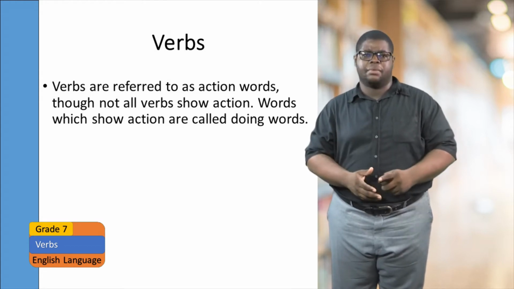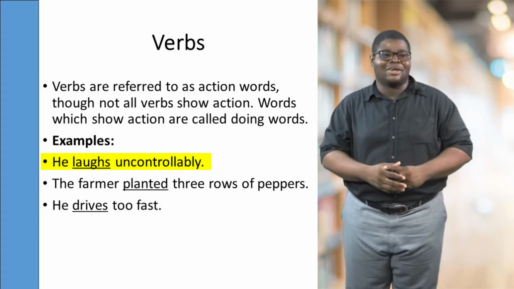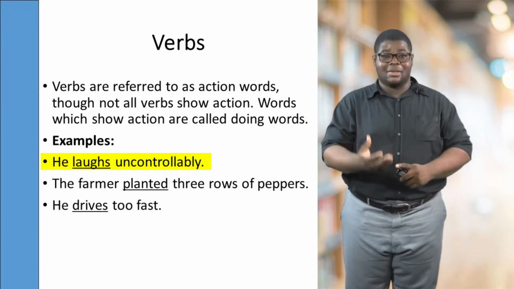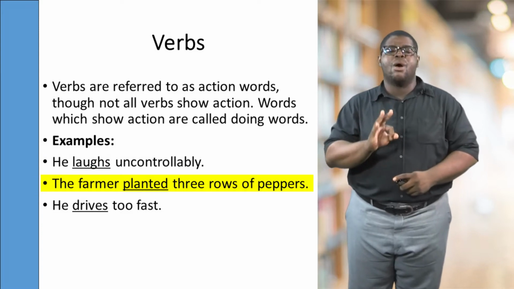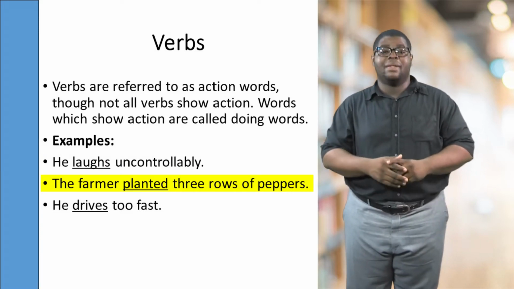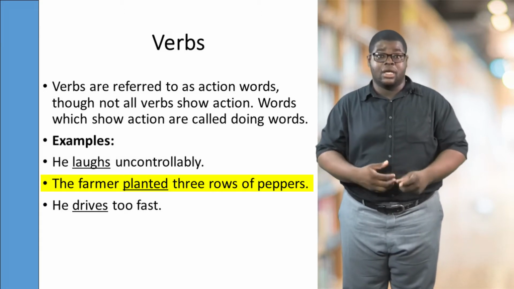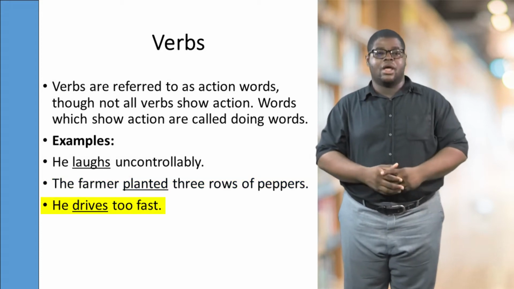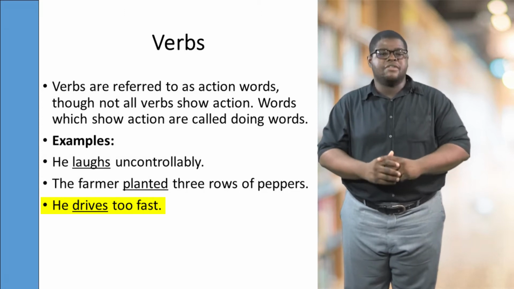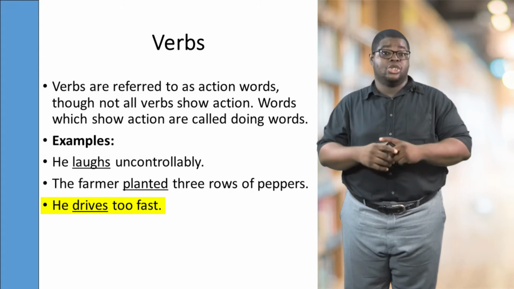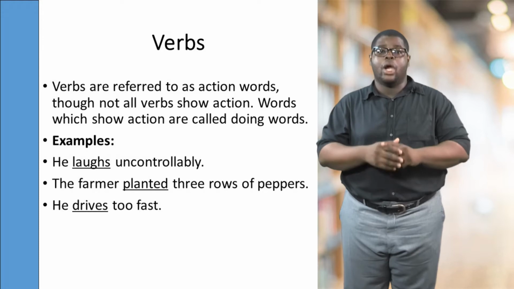Now let's look at a few examples. He laughs uncontrollably. Now that's an action. We can see somebody laughing, right? Two. The farmer planted 3 rows of peppers. So we can actually see a farmer planting 3 rows of peppers. And example 3, he drives too fast. Now we can actually see someone driving. So in this case, we have 3 examples of doing words.